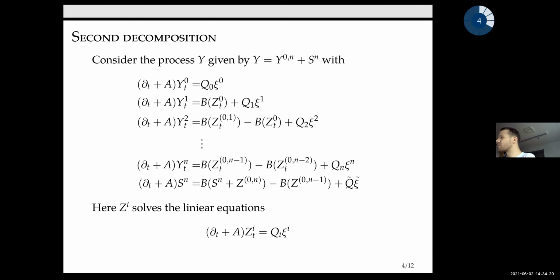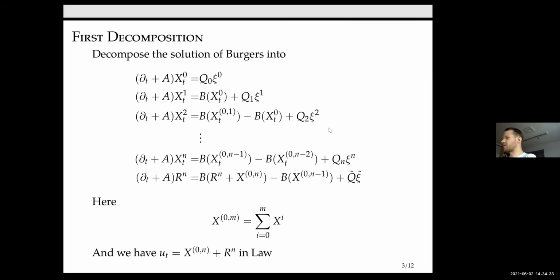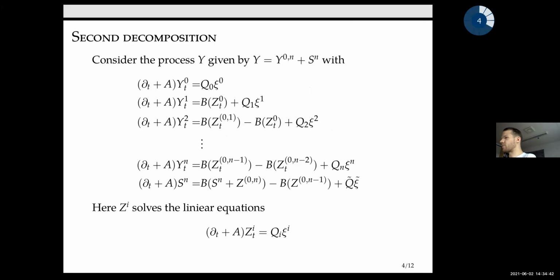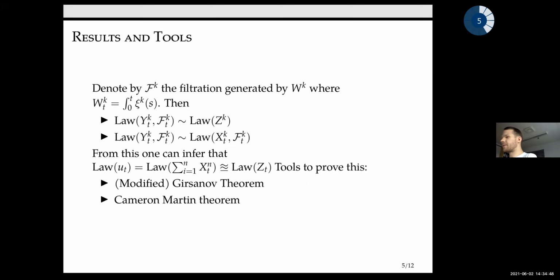And maybe let's skip this in the interest of time for now. And then the result is, at every level of decomposition, you want to prove that the law of the solution for all of these is absolutely continuous with respect to the solutions of the linear equations, where the linear equations are defined in the same way, but you don't have those nonlinearities here. And from this, you can infer absolute continuity for the whole sum. And the tools are a modified version of Girsanov's theorem, which Jonathan introduced with his collaborators, and the Cameron-Martin theorem, as I already mentioned.